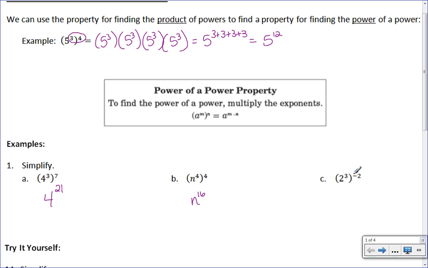And now with this one, remember with negative exponents, the first thing we have to do is rewrite this as a fraction with positive exponents. So we'll first change this to 1 over 2 to the third squared. And now we can use our power of a power property. And we'll multiply the two exponents here to get 1 over 2 to the 3 times 2, which is 6.